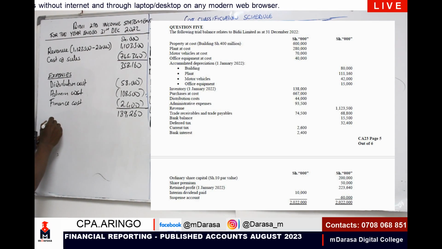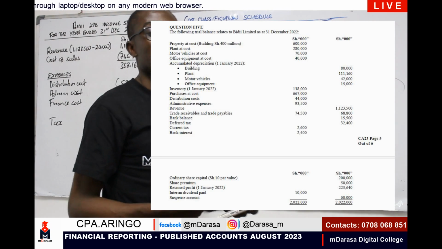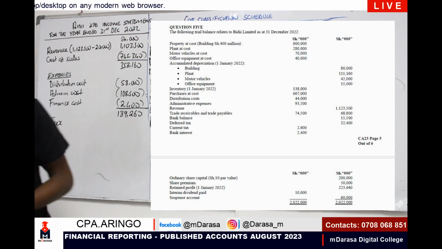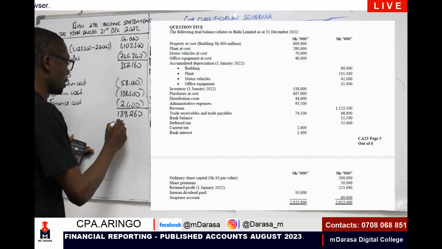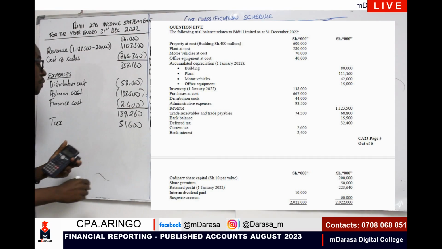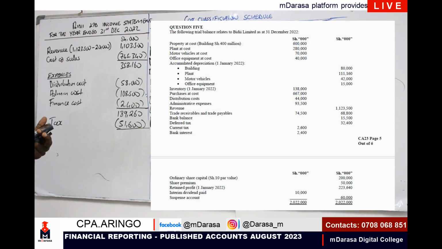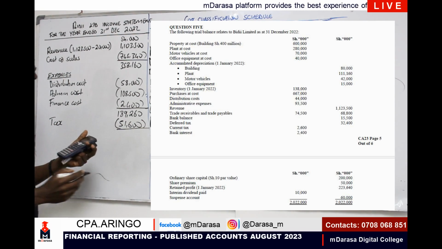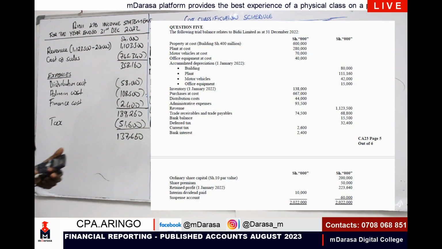We less our tax. The corporation tax that we have computed, my good student, was how much? Remember, we've already computed our corporation tax, and we got a figure of 51,600. So this is the corporation tax that we had computed. So minus 51,600 will give us a value of 137,660. That is what Mwalimu is determining.